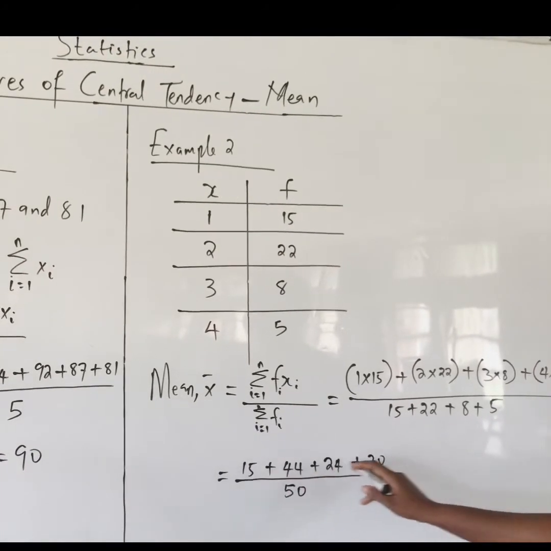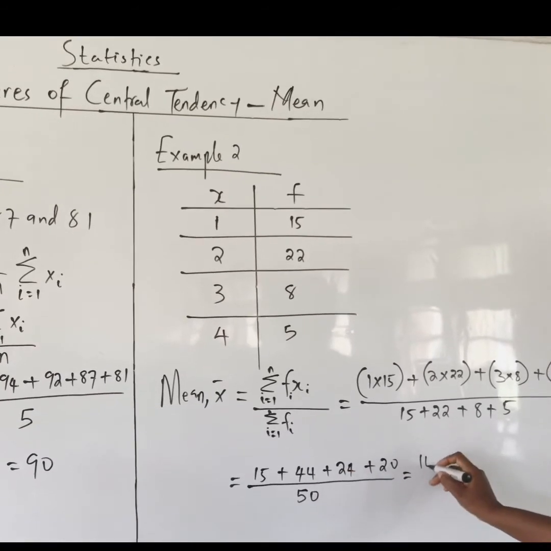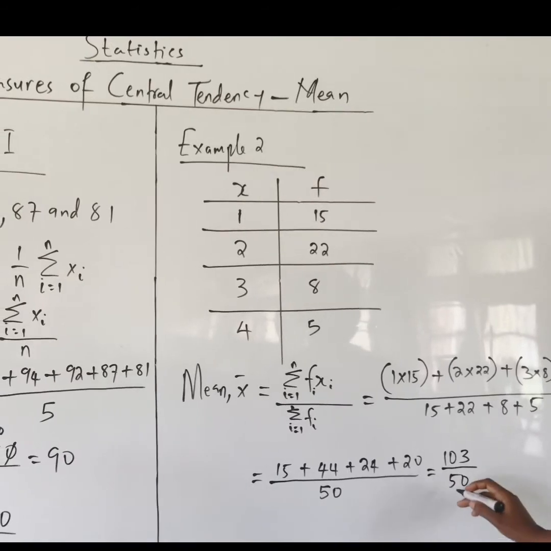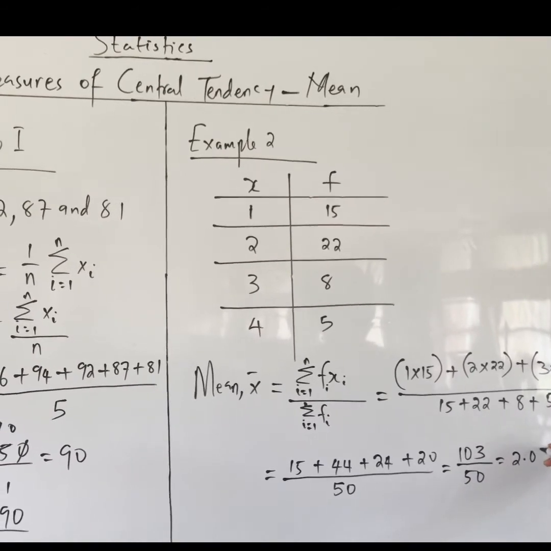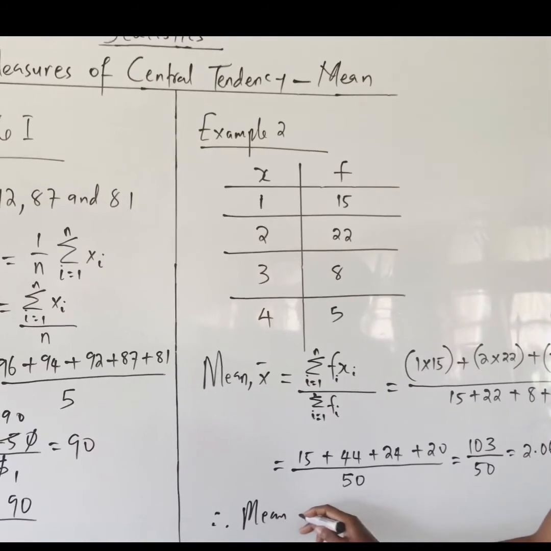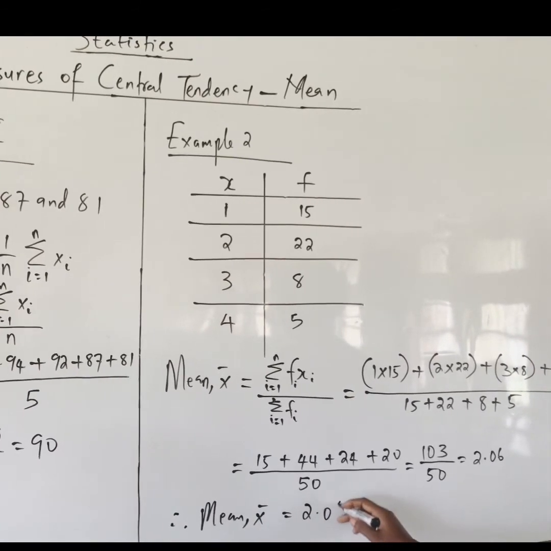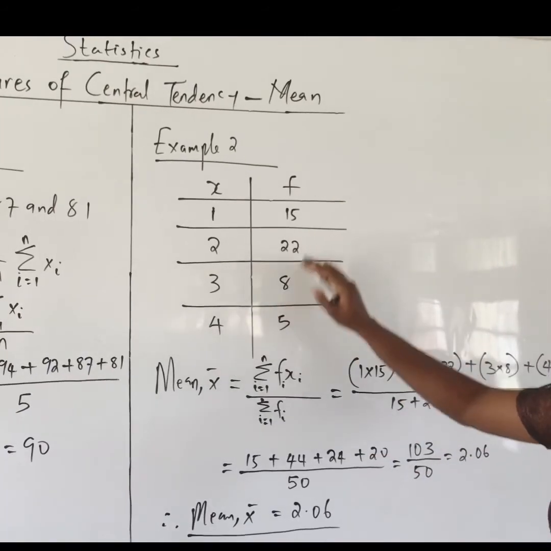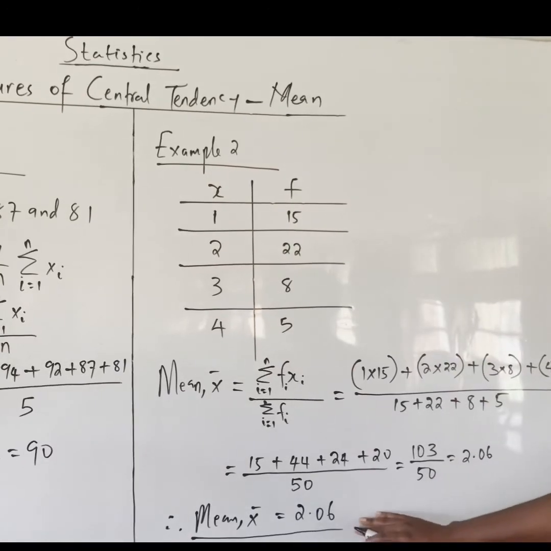So let's sum the numerator. We have 103 over 50. So if I divide, I will have 2.06. Therefore, the mean of the distribution equals 2.06. So that is the value at the center if we calculate the measures of central tendency using the mean.